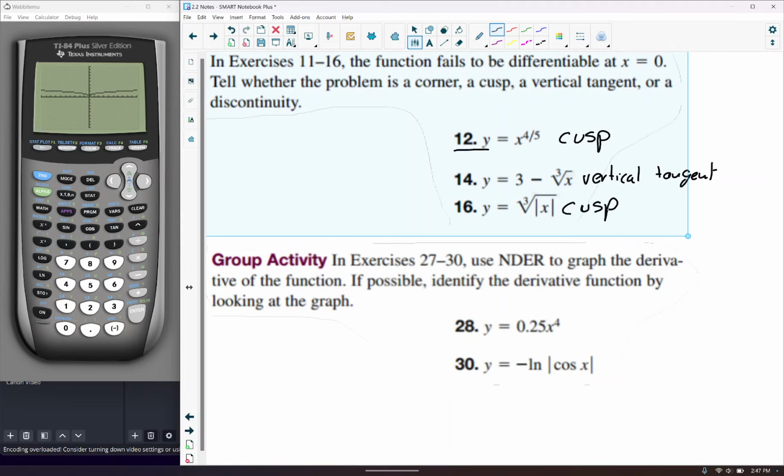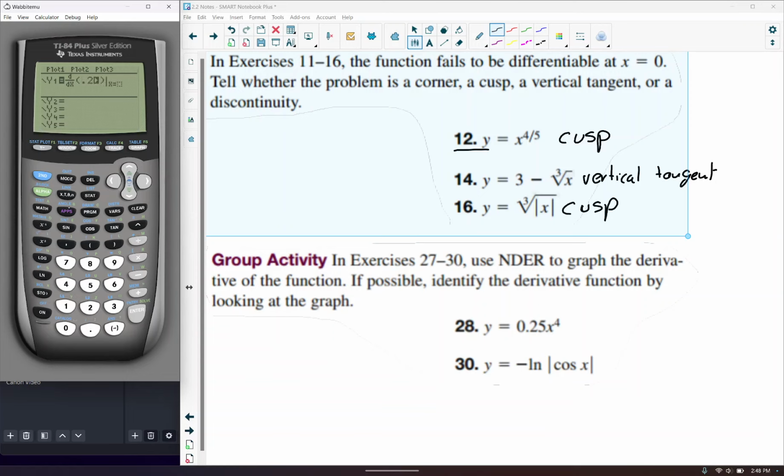Use the derivative to graph the derivative function. If possible, identify the derivative function by looking at the graph. All right, so let's clear this. Let's go 0.25 x to the 4th. And when we graph this, oh, we've got to do the derivative. We're not graphing the function, we're graphing the derivative. So math number 8 is derivative. We're taking the derivative with respect to x.